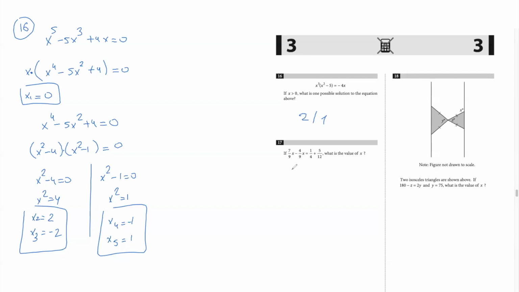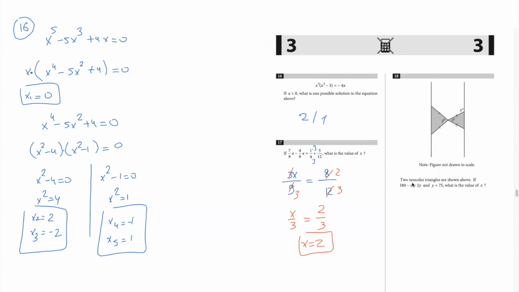So what we can do, this is 7 minus 4, that's like 3x divided by 9 is equal to, if we multiply both sides by 3, it will be 3 divided by 12 plus 5 divided by 12. That's 8 divided by 12. It is 2 over 3. So x over 3 is equal to 2 over 3, means x is equal to 2.